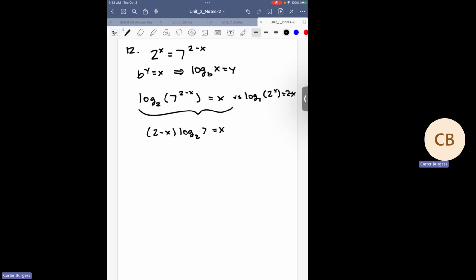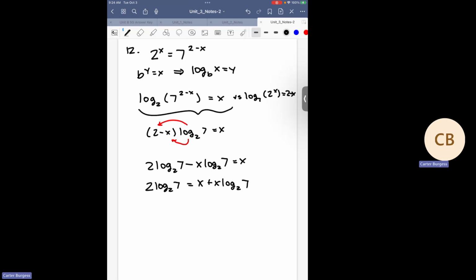And from here, we are just solving a fairly nasty, but overall just an algebraic expression here. So I've got x on both sides of my equation. I need to get all of my x's to one side, all of my not x's to the other. I'm going to distribute this constant through. We've seen this many times. This is going to be 2 log base 2 of 7 minus x log base 2 of 7 is equal to x. And then moving all my x's over to one side, 2 log base 2 of 7 equals x plus x log base 2 of 7.